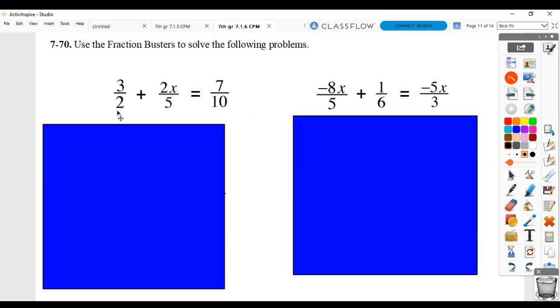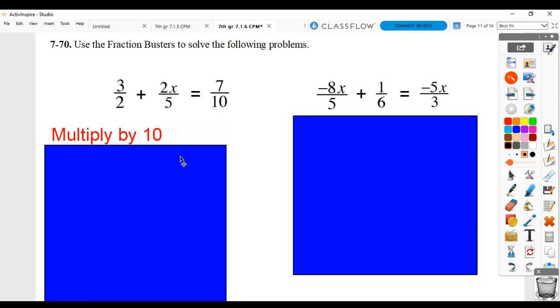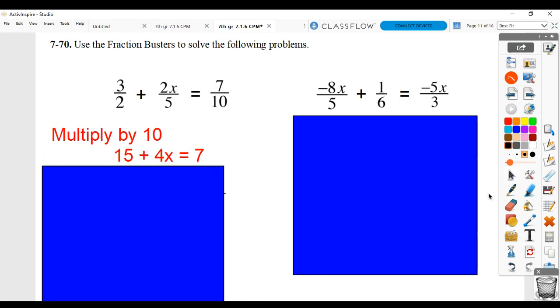So what you end up doing in this case is looking at the 2, 5, and 10 and realizing that the common denominator or least common denominator is 10. So we're going to multiply everything by 10. When we multiply this term by 10, the 2 and the 10 are going to simplify. 2 divided by 2 is 1. 10 divided by 2 is 5. So we're going to have 5 times 3, or 15.